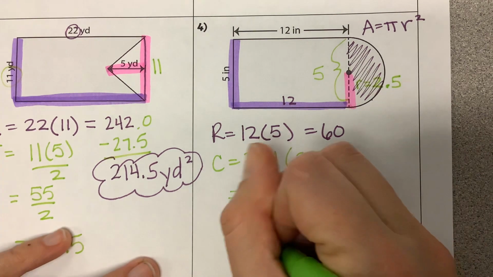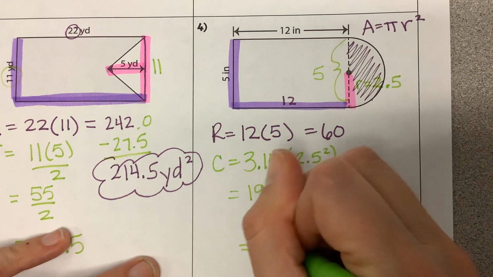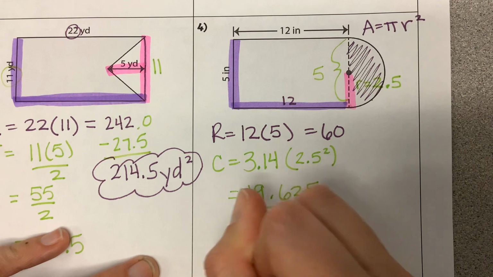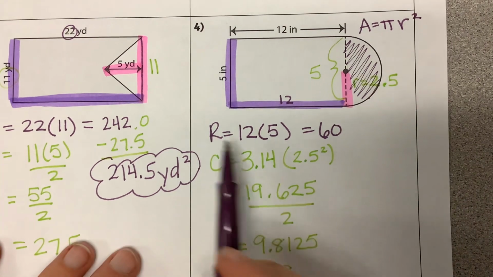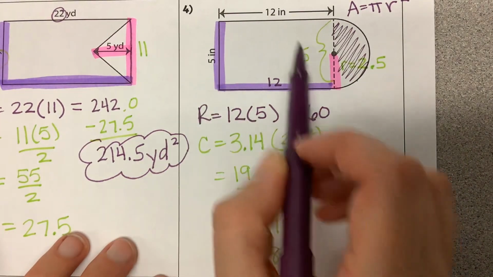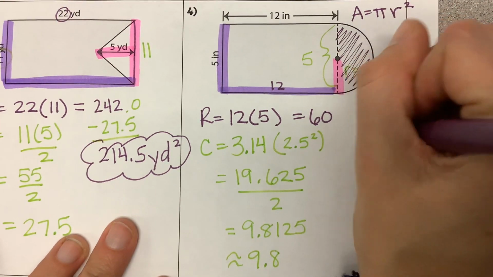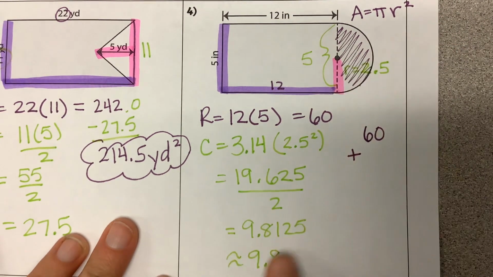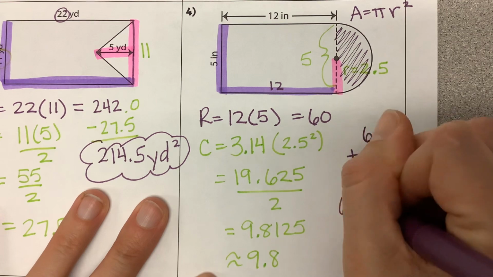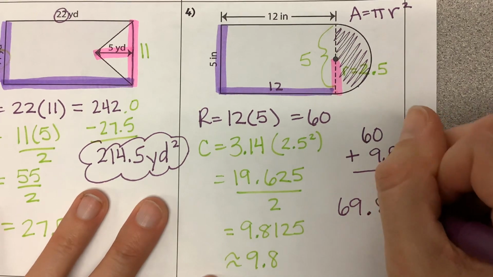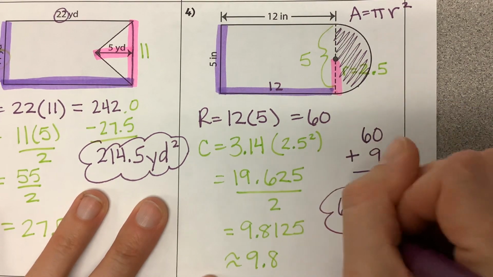And we get 9.8125, or maybe I round that to about 9.8. So for our total area, we are adding the rectangle, which was 60, plus that half circle, which was 9.8. And we get 69.8 inches squared.